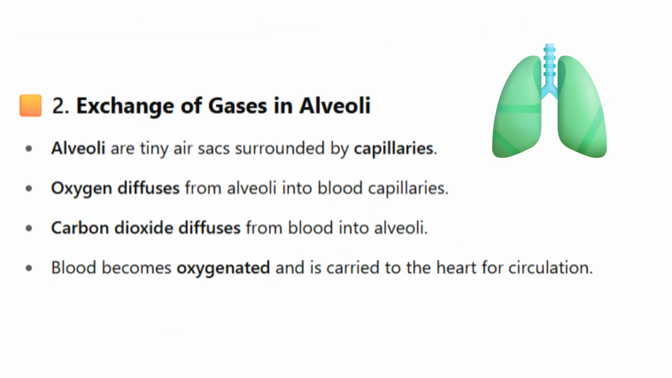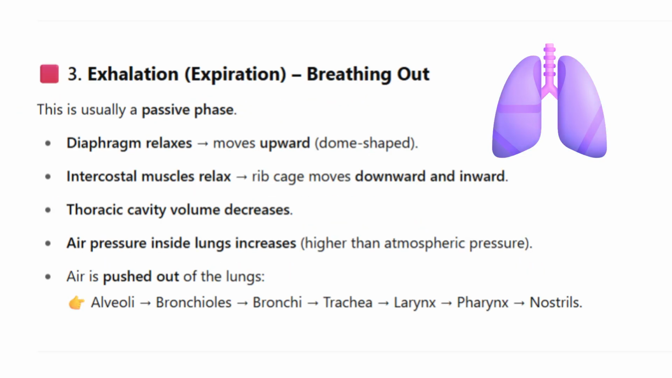Step 2. Exchange of gases in alveoli. Inside the alveoli, a very important exchange happens. Oxygen from the inhaled air diffuses into the blood, while carbon dioxide from the blood moves into the alveoli to be exhaled. This exchange is possible because alveoli have thin walls and a rich blood supply, allowing gases to easily pass in and out.